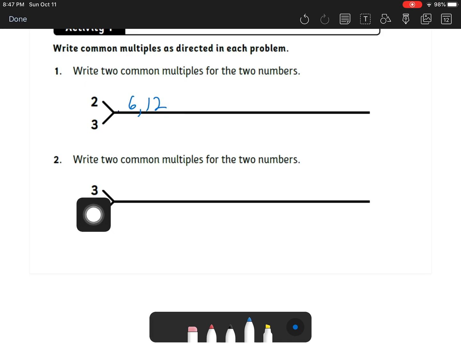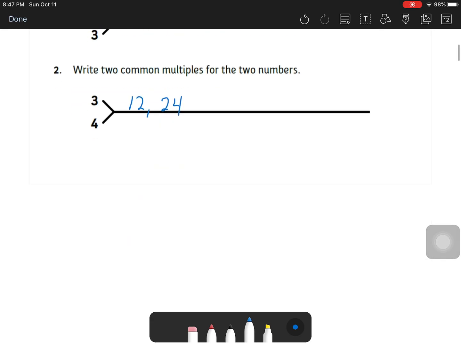Okay, same with 3 and 4. 4 is not a multiple of 3, so we can't start with 4. So let's multiply them together, and we get 12. And then we'll just count by 12, so we'll add another 12 and get 24.